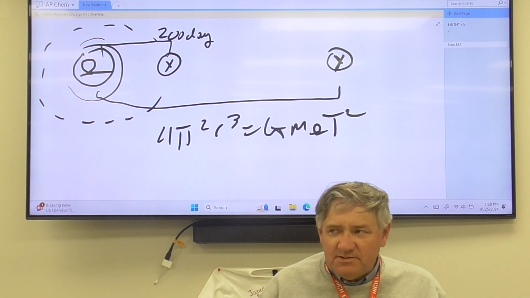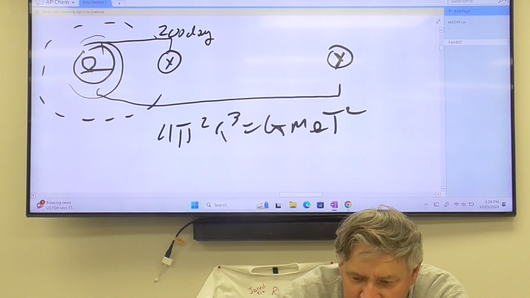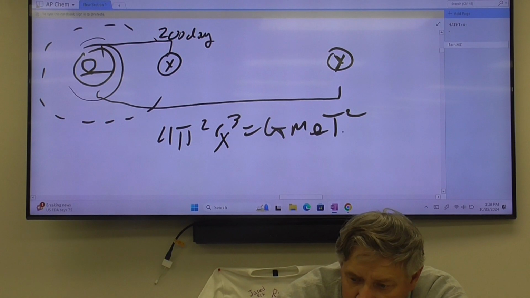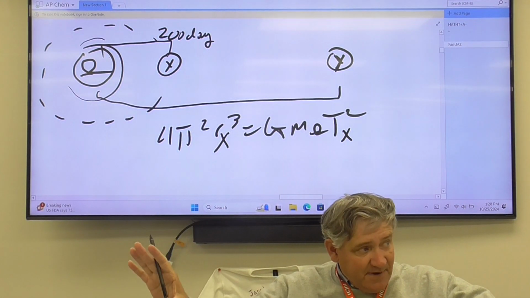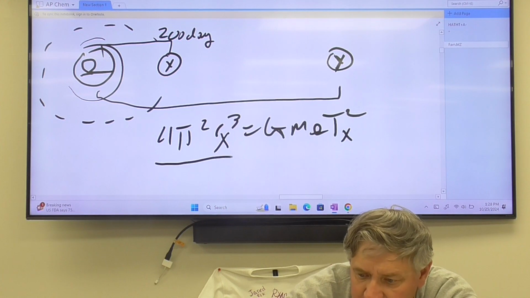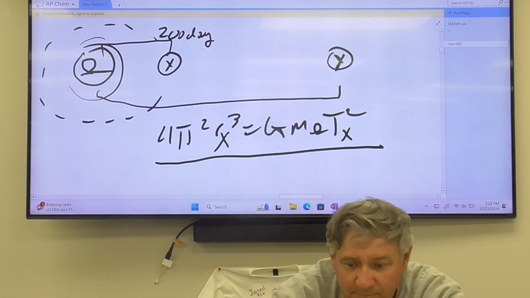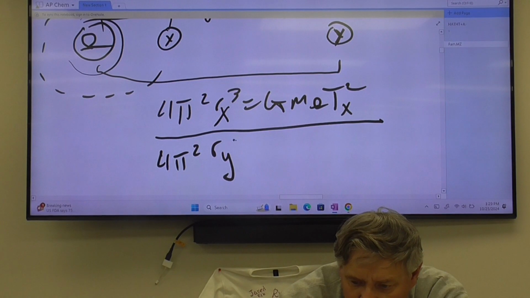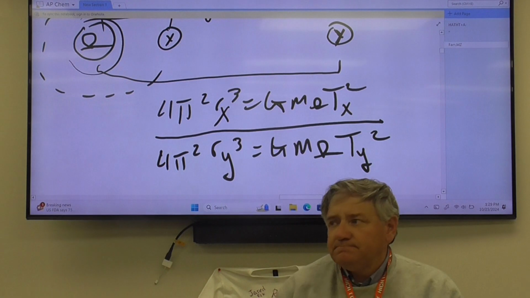So what Kepler is going to do is set this up as a ratio. He's going to say, okay, I'm going to let this be the radius of planet X, there's the mass of omega, there is the period of X. I'm going to set this as a ratio between these values. So that's going to be X. And I'm going to divide, because this is a ratio, then do the same thing for planet Y. So I'm going to have 4 pi squared radius of Y cubed, equals big G mass of omega times the period of Y squared.